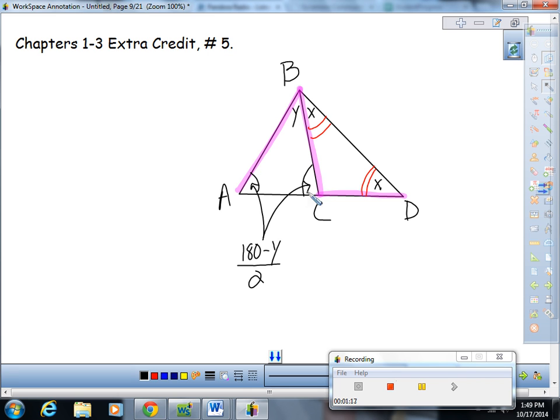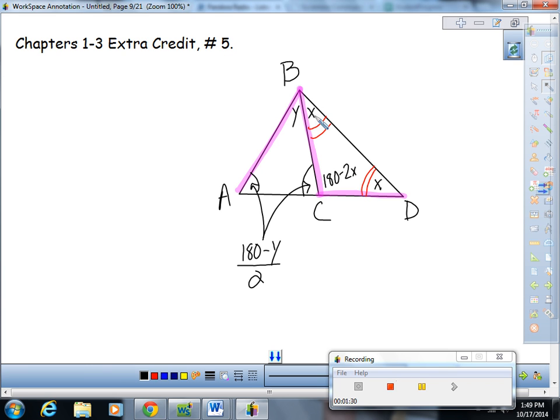We also know that this angle right here has to be 180 minus 2x. Think about that for a second. If x was 20, we'd have 20 and 20 is 40. 180 minus 40 is 140. So you can just think that that's how we would find that angle if we knew it. We don't know it, so we write it in terms of x.